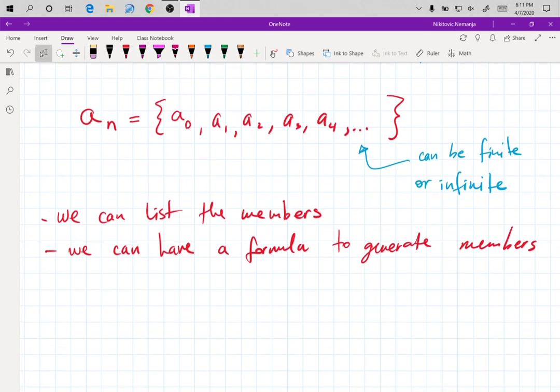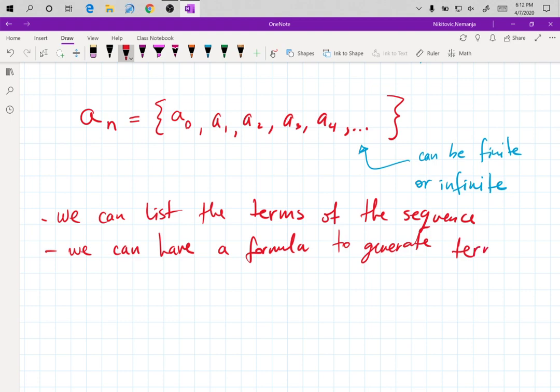Those are, or you know what, I'm just going to use the word, list the terms of the sequence. So instead of the word members, terms. All right, cool. So what is a term? Each one of these terms, right? Those are just the members of the sequence.